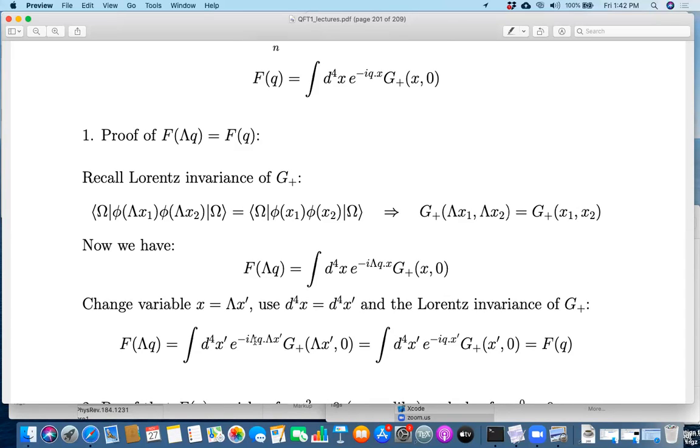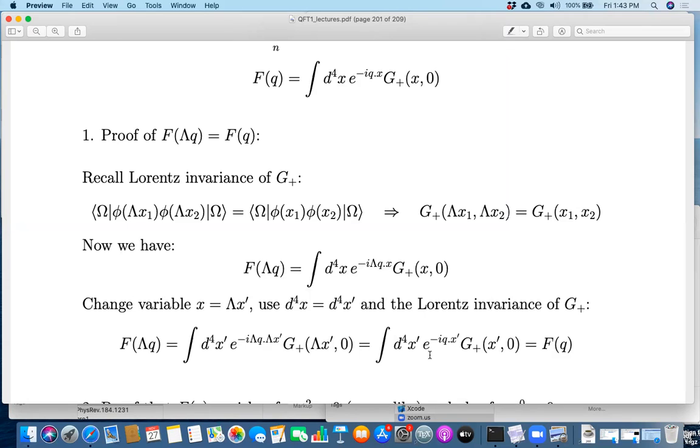Now we use the fact that the inner product is the Lorentz invariant inner product. So the inner product is invariant under a Lorentz transformation. So lambda q dot lambda x prime is the same as q dot x prime. So I replace it by e to the minus iq dot x prime. And because g plus is Lorentz invariant, by this relation you can set x2 equal to 0 on both sides. We get g plus of lambda x prime, 0 is the same as g plus of x prime, 0. So we arrive at this expression over here.